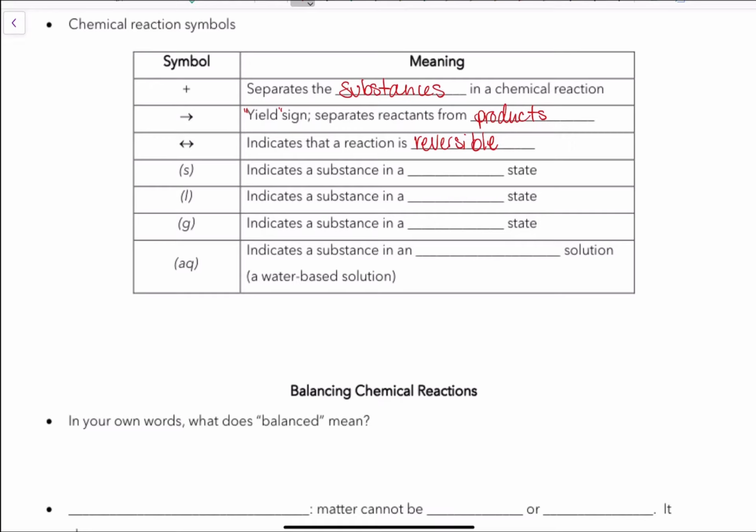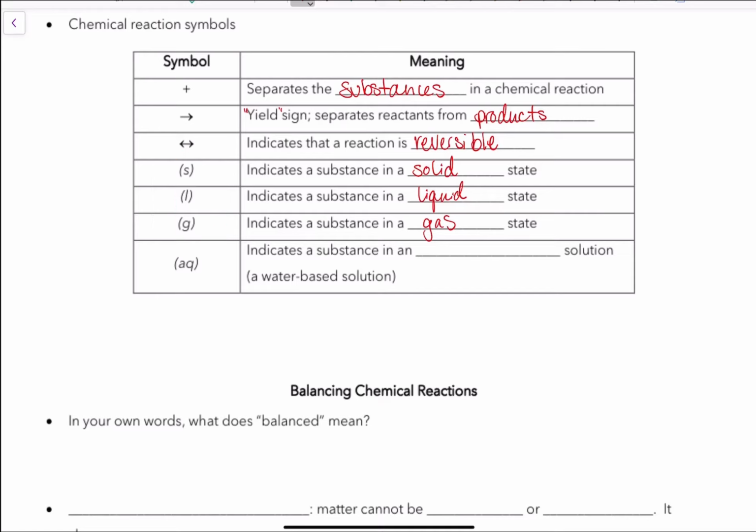S, L, G, and AQ. S, L, G, those are going to be states of matter. So we have solid, liquid, gas. So if you have an S written next to something, it is going to be a solid. L is liquid. And then G is gas. And most of the time, these are italicized as well next to those.